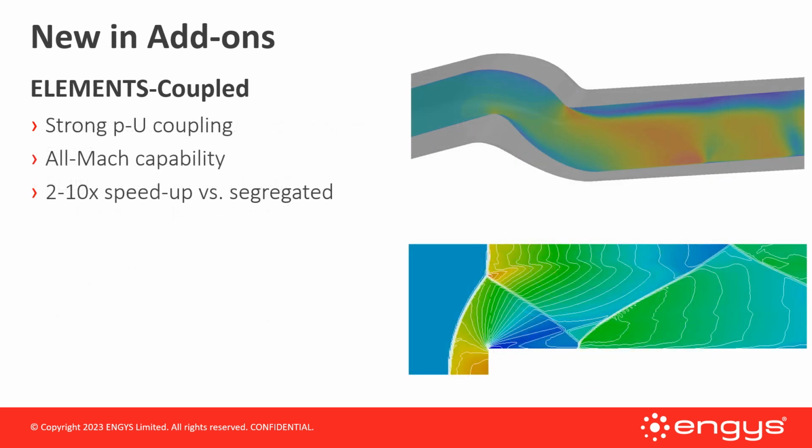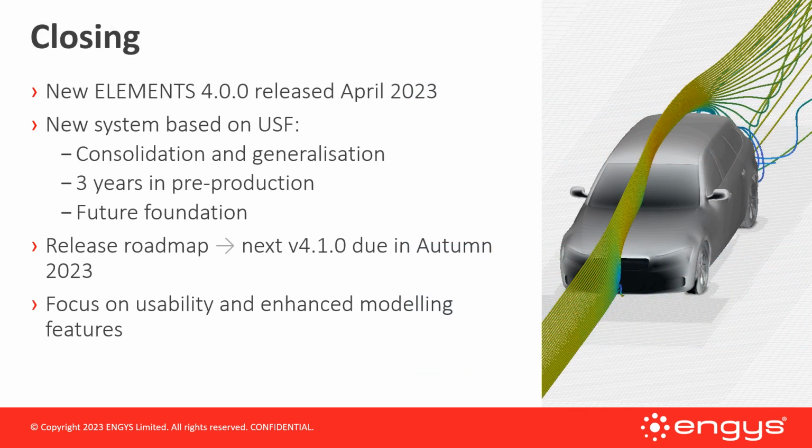The coupled solver in Elements version 4 has the usual strong pressure velocity coupling algorithm. It accounts for all Mach numbers and provides a speed up to 10 times in solution time. So, I hope you all enjoyed and found this webinar useful, in which we have presented the new features and enhancements of Elements version 4, which was released in April 2023.